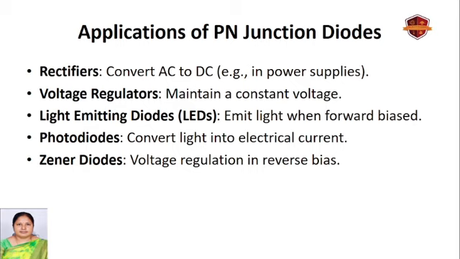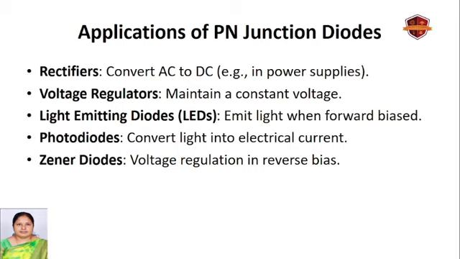Next we see about the applications of the PN junction diode. PN junction diodes are used mainly in rectifiers. A rectifier is used to convert AC to DC voltage, for example in power supplies. Next, the diode is used in voltage regulators. The regulators are mainly used to maintain a constant voltage.